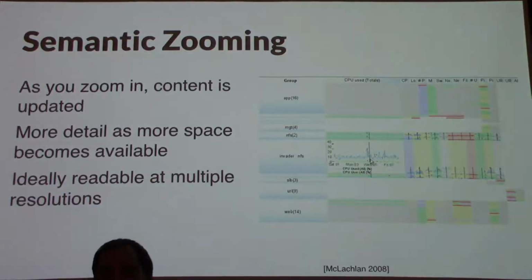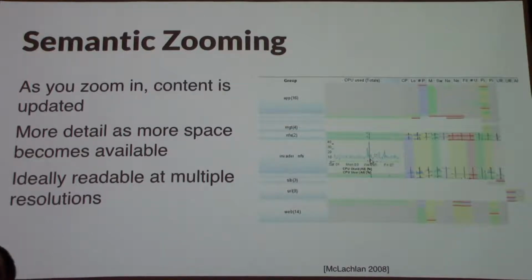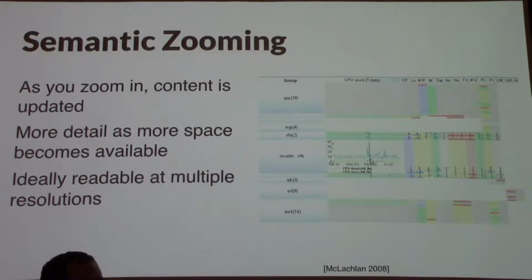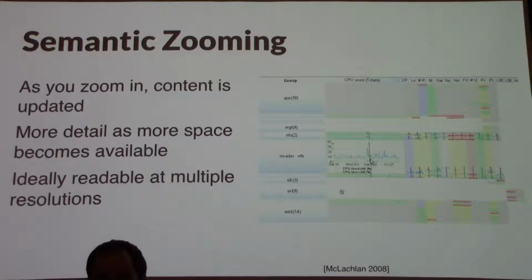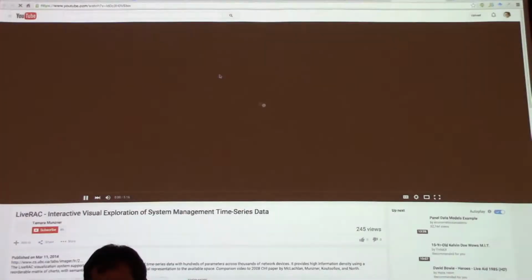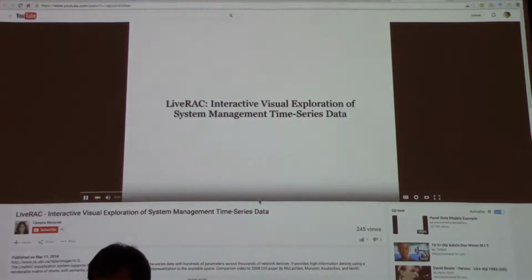Okay, so the idea of semantic zooming is that you have a representation, and as you zoom out, you don't show every single detail, but you make it more simple, and as you zoom in, you show additional information about it. Windows has adapted this now, but of course this idea has been around for a while, so here's LiveRack, interactive visual exploration of system management time series data.